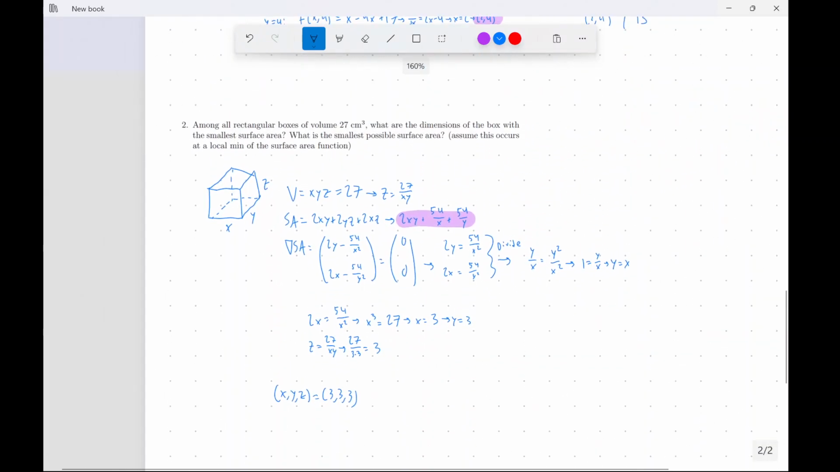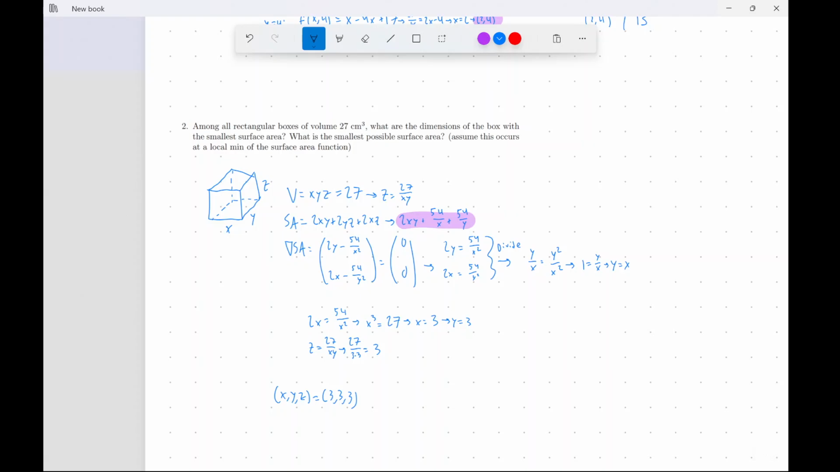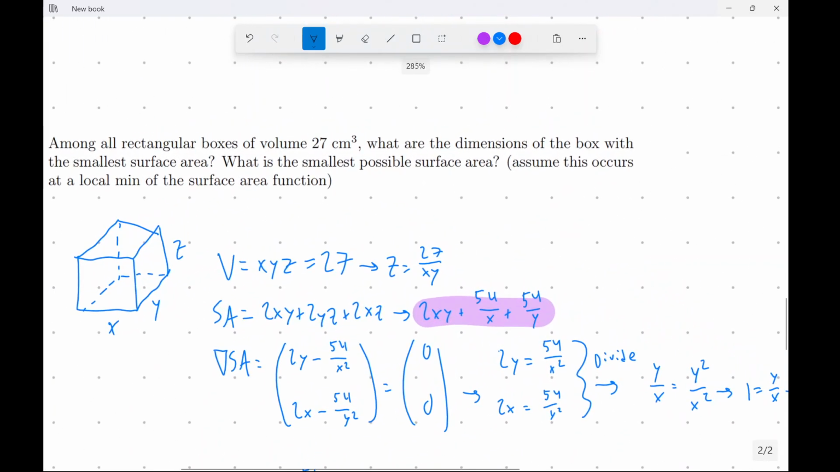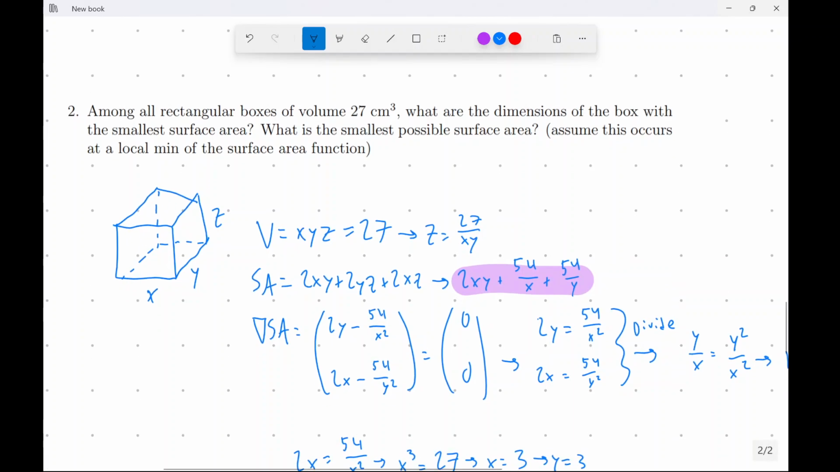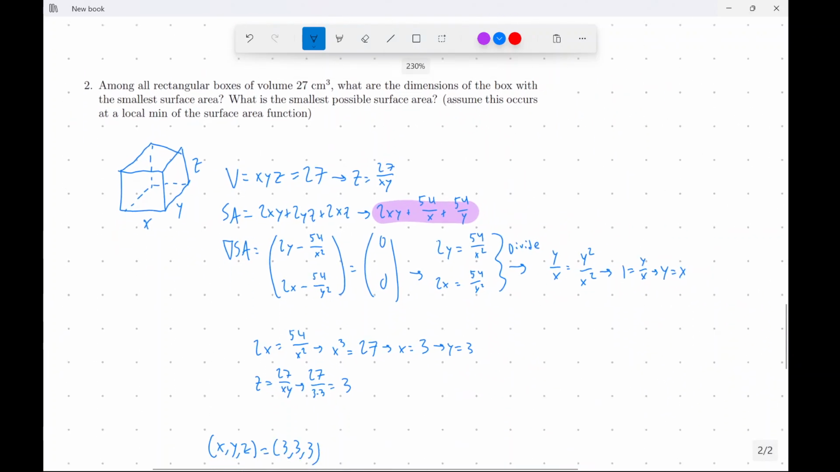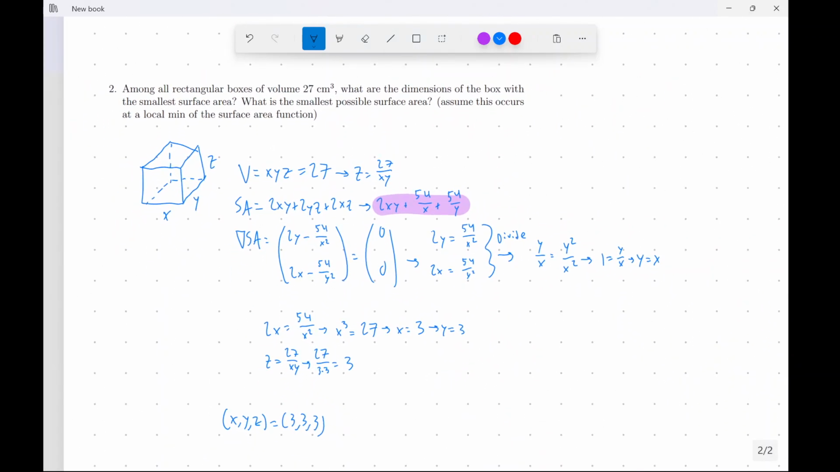Okay, sorry about that problem. Main takeaway: when it said assume this occurs at a local min of the surface area function, they did want us to plug in the constraint first. I personally think that was a bit misleading, but we need to plug in the constraint to make sure that xyz is equal to 27. Hopefully the procedure of this problem makes sense.